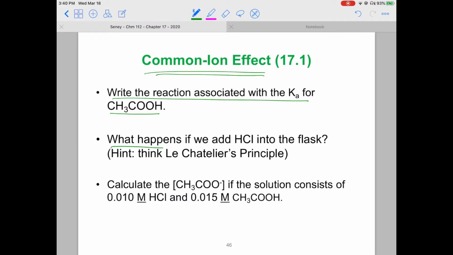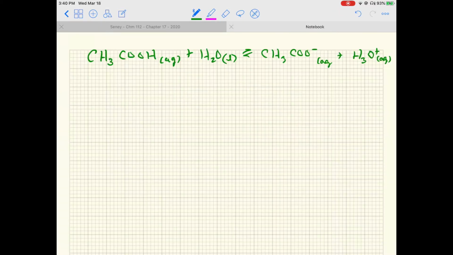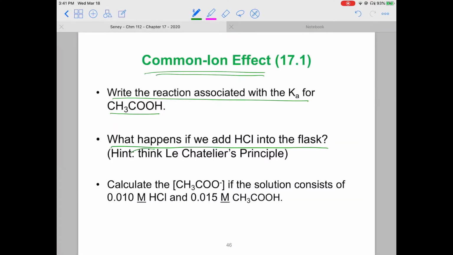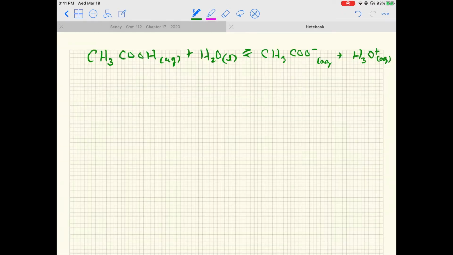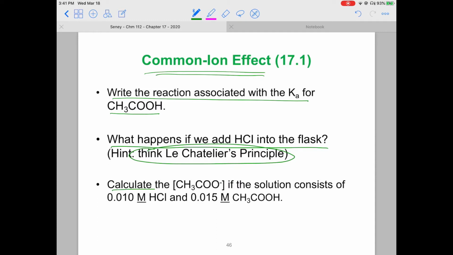And then it wants to know what happens if we add HCl into this flask. So let's come back and look at this. For this one, it really wants to know Le Chatelier's principle. If we have a flask that has acetic acid, so ultimately we're starting with this weak acid, very little of it is going to dissociate. And we need to know what's going to happen if I have hydrochloric acid. Let's look at this problem. It says calculate the acetate concentration if we have a solution that has both HCl and acetic acid in it.